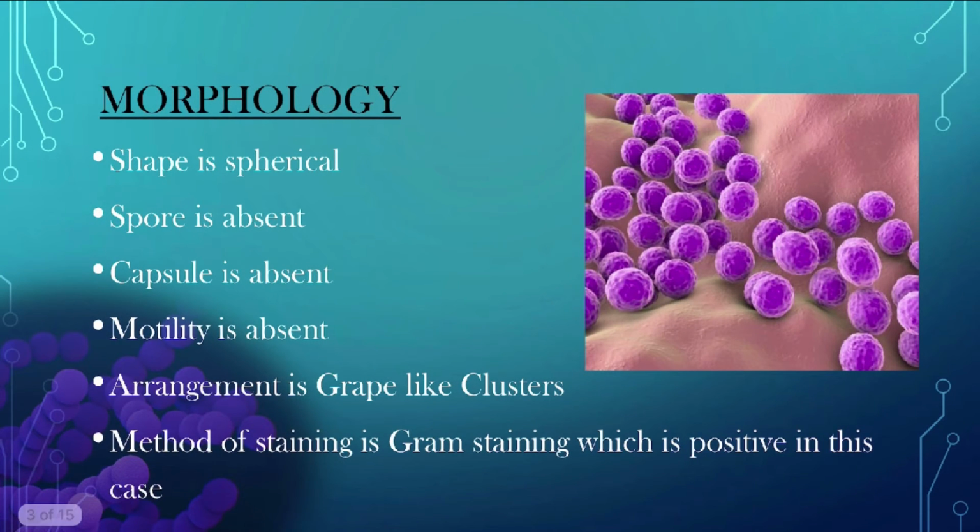And morphology: they are spherical in shape, like you see in the pictures, and spore is absent, capsule is also absent, motility is absent because there is no flagella or cilia. Arrangement is in grape-like clusters, and the method of staining is Gram staining. It is required in this process, and it is a Gram-positive bacteria.